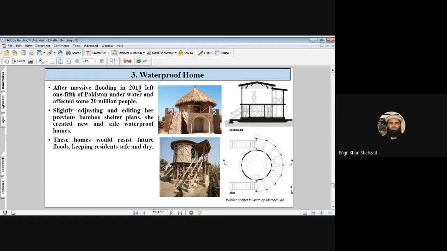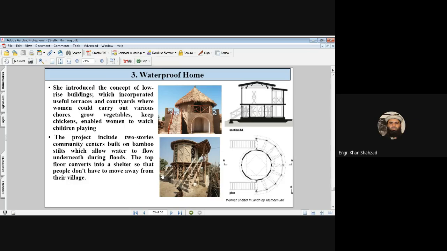So after massive flooding in 2010 left one fifth of Pakistan underwater and affected some 20 million people, slightly adjusting and editing her previous bamboo shelter plans, we are talking about Yasmin Lari, she created new and safe waterproof houses or shelters. These homes would resist future floods, keeping residents safe and dry. You can see like this one. What she did, she provided safety from the bottom for the flood. These are the stairs on both sides. You can see over here. So if the flood is coming, the people in the house will be on the safe side.